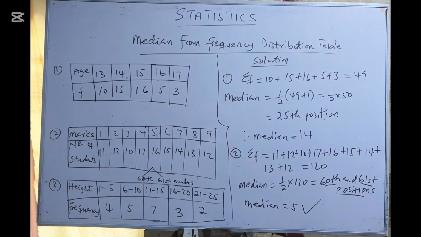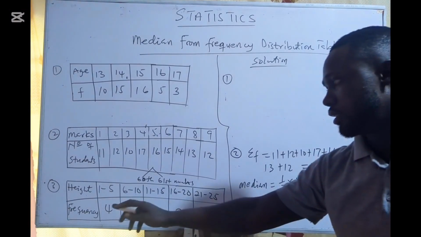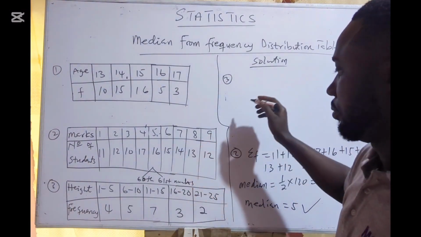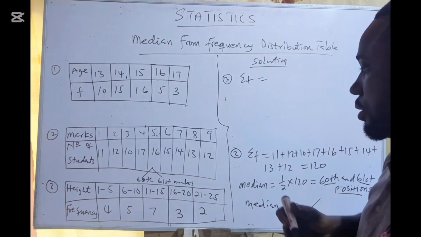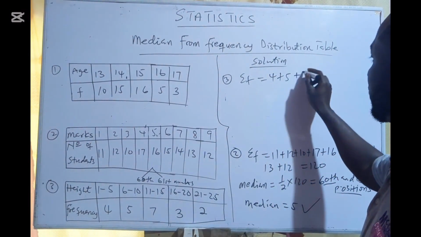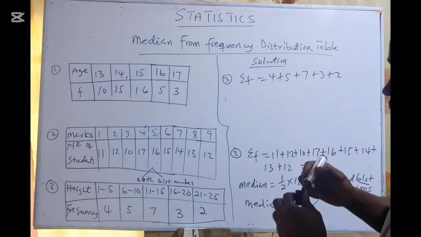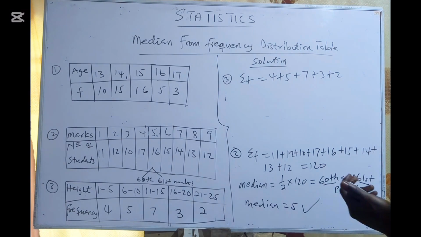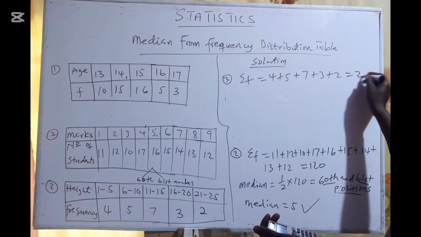Let's solve the last question. Okay, and close. So the last one here is a grouped frequency distribution, so we have to find the median class. Let's find the total frequency. That is 4 plus 5 plus 7 plus 3 plus 2, which will give me 21.